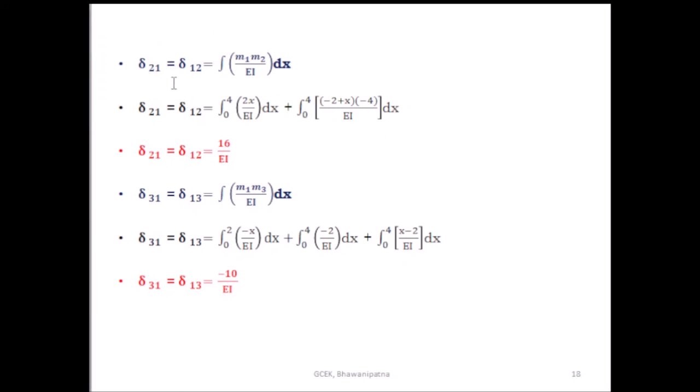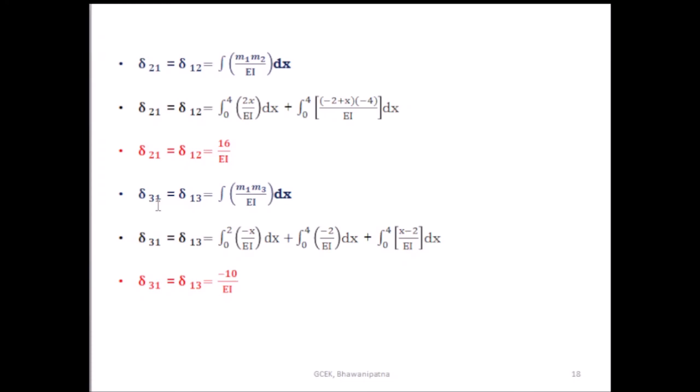Then find out delta 21 is equal to delta 12 is equal to integration of m1 m2 by EI into dx. And you know what is m1 and what is m2. So you put here, delta 21 is equal to delta 12 is equal to 0 to 4 2x by EI into dx plus 0 to 4 minus 2 plus x minus 4 by EI into dx. Then after simplification of this expression, delta 21 is equal to delta 12 is equal to 16 by EI.